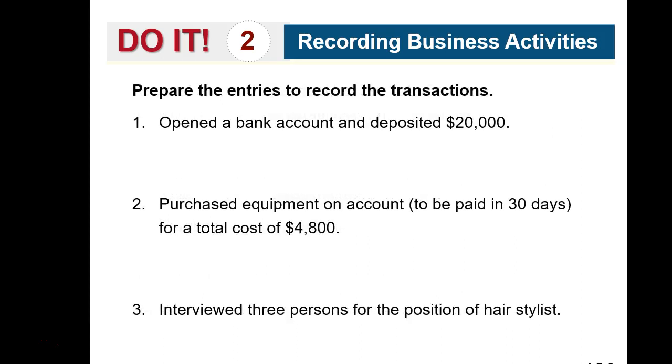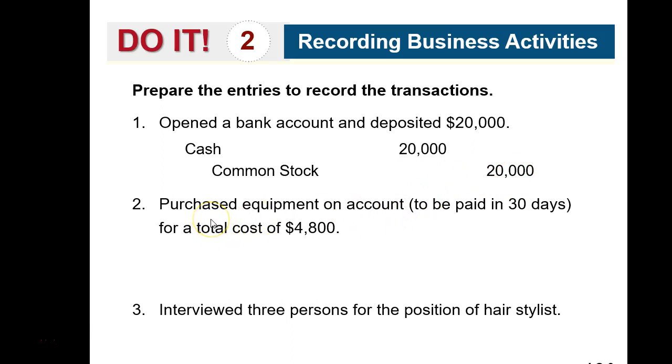First, it says that we open a bank account and deposit $20,000. So the owner made an investment and deposited $20,000 into his or her account. So you want to ask yourself, which accounts will be involved in this transaction? Well, we have cash and we have common stock. We're going to put the cash account first because it's going to be debited. Cash is an asset and is increasing. Assets increase on the debit side. Common stock falls under stockholders' equity and is increasing. Equity accounts increase on the credit side.